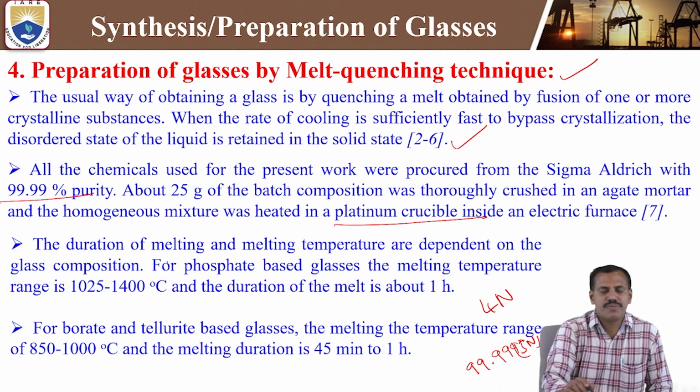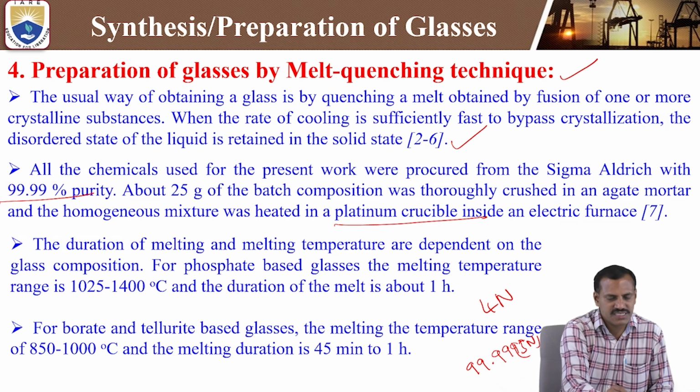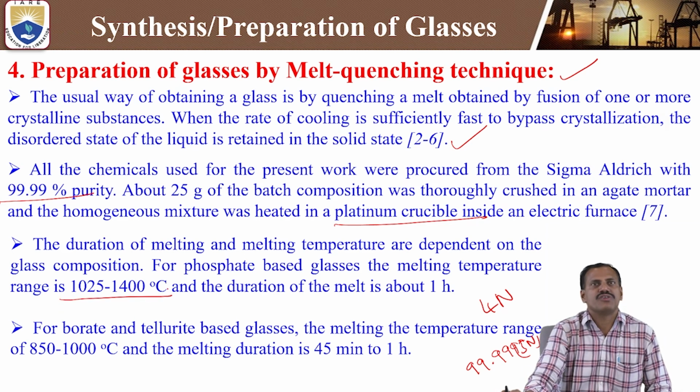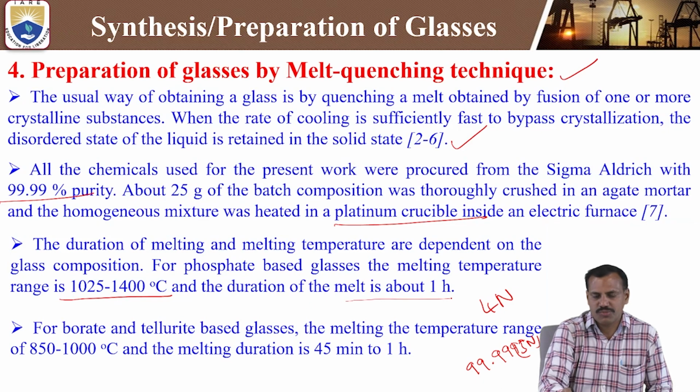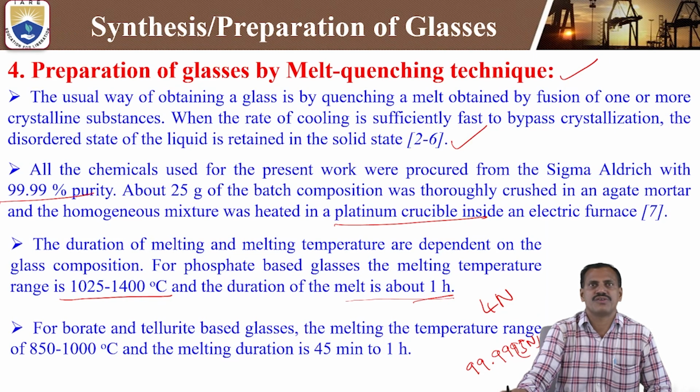See, the duration of melting and the melting temperature depend on the glass composition. For phosphate-based glasses, the melting temperature range should be in the order of 1025 degrees centigrade to 1400 degrees centigrade, and the duration of the melt is about 1 hour. So in the electrical furnace, we keep the platinum crucible with the chemical composition at a temperature of 1400 degrees centigrade. Duration time should be 1 hour.